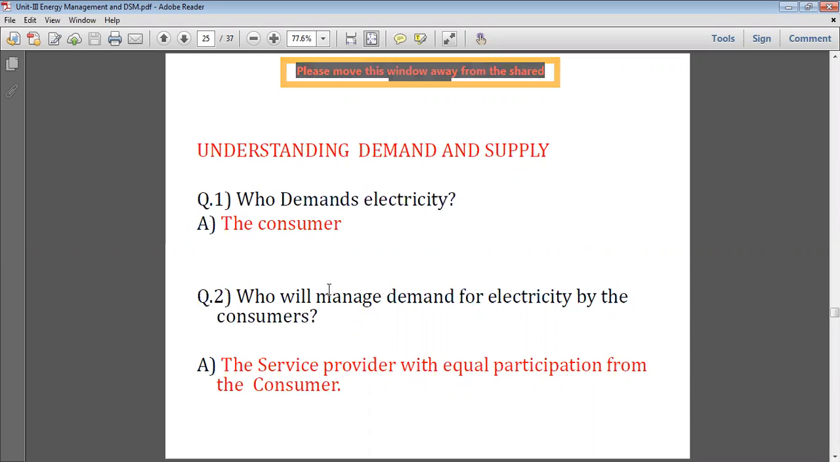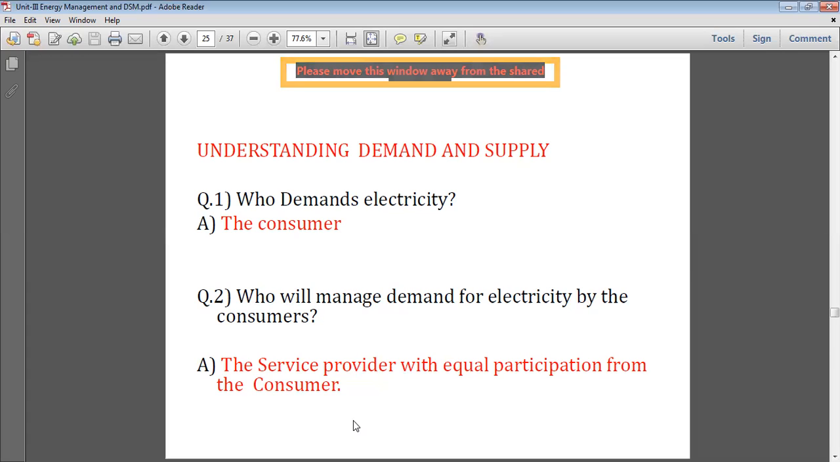Definitely the consumer. There are different types of consumers: industrial, commercial, corporations, and there are many. As we have already discussed, there are different types of consumers, and all consumers need electricity. Then who will manage the demand for the electricity by the consumer? The service provider, with equal participation from the consumer. So who is responsible to do the energy management or demand side management? Definitely the service provider, those providing the service.